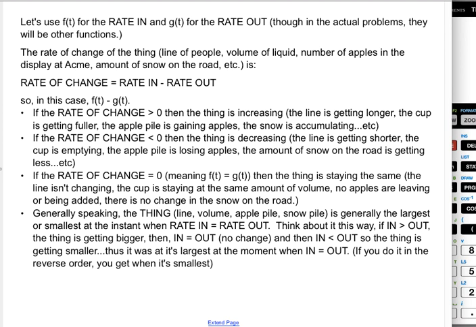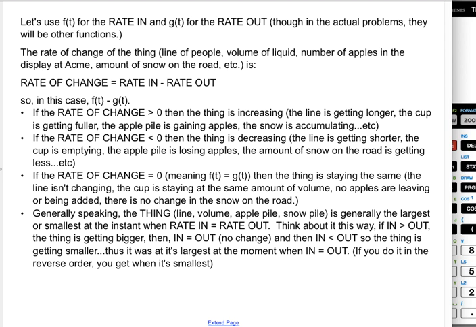it doesn't matter what it is, the rate of change of the thing is the rate in minus the rate out, right? The rate that the water is going into the bucket minus the rate that it's leaking out of the bucket. The rate that people are getting in line minus the rate that people are exiting to get onto the ride. The rate that rain is falling minus the rate that it's draining down the drains, right? So it's rate in minus rate out. It doesn't matter whether it's people or apples or snow or puppies. It doesn't matter what it is, okay? So in this case, that would be f of t, the rate in, minus g of t, the rate out.